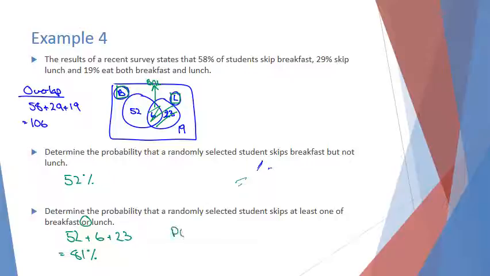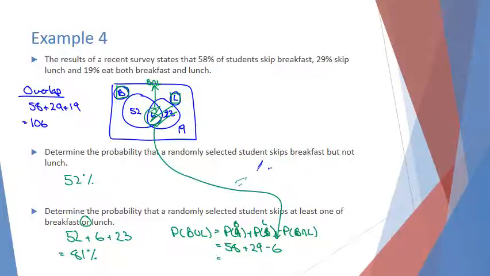The other way of doing it, if we want to make it look like the previous work: that's B, that's L, B and L. Skipping breakfast, 58% of kids skip breakfast, plus 29% skip lunch, minus the overlap, which we found in the Venn to be 6. So there's my Venn, this is where that 6 is coming from. If I add that up, you'll see that it adds up to 81 as well. So there are two different ways to do that.